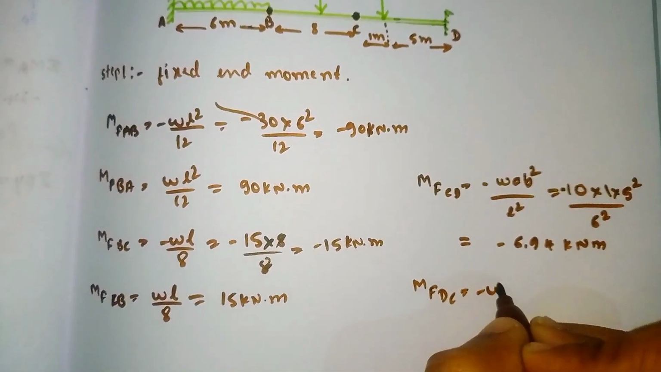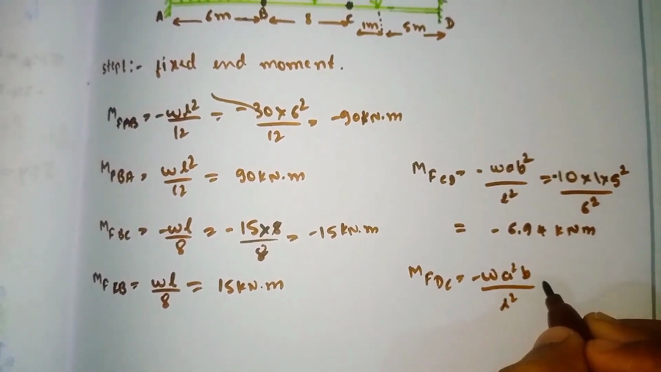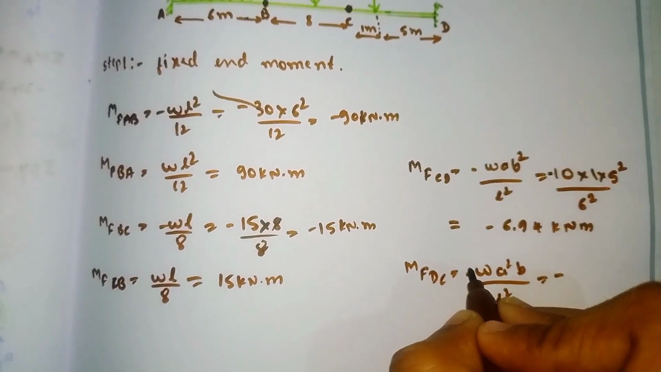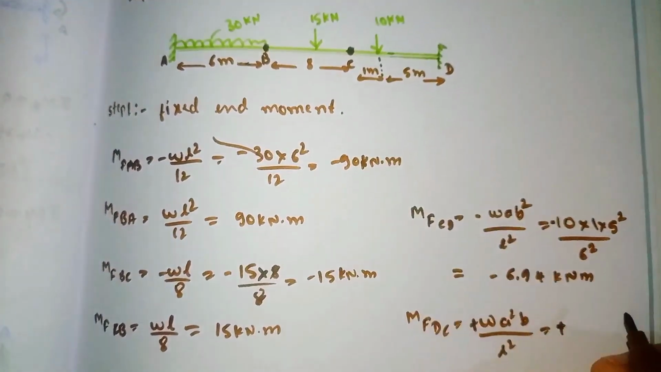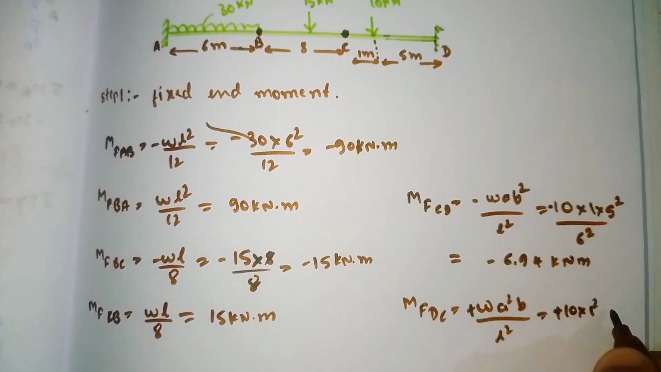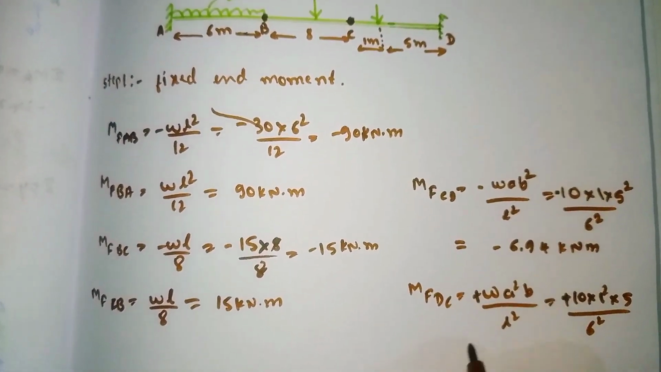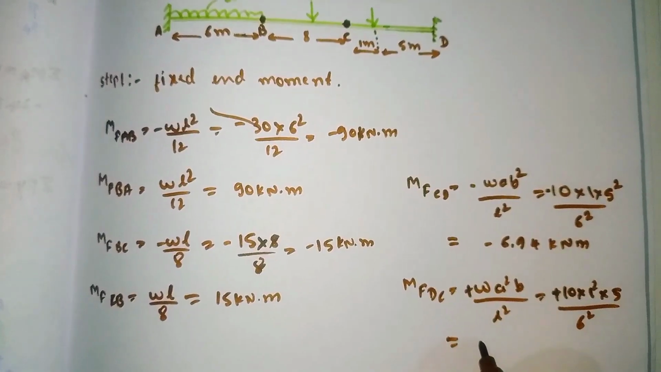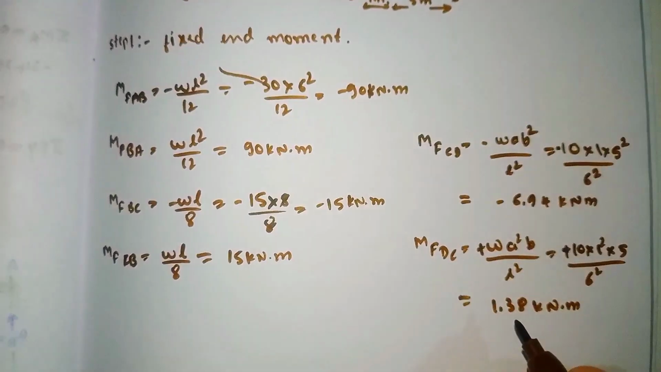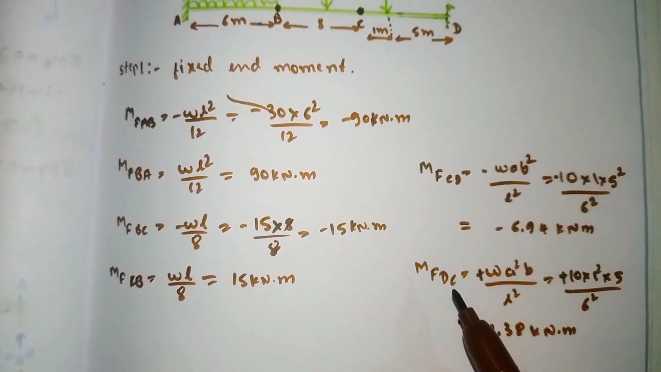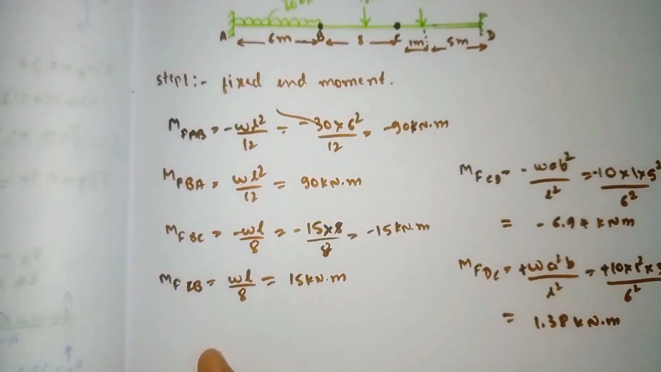Similarly for MFDC, we have the formula W A square B divided by L square. This is plus, not minus. Our load is 10, so 10 into A is 1 square and B is 5, divided by L which is 6 square. By simplifying, it comes out as 1.38 kilonewton meter. So this is the fixed end moment for span DC. This is our first step.